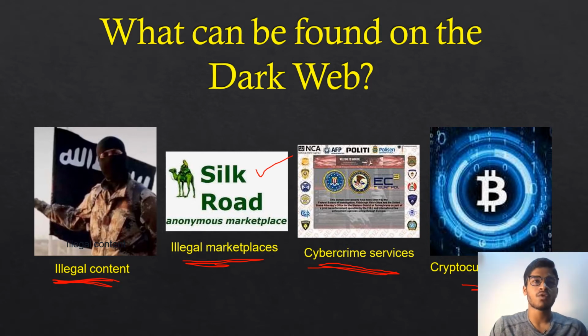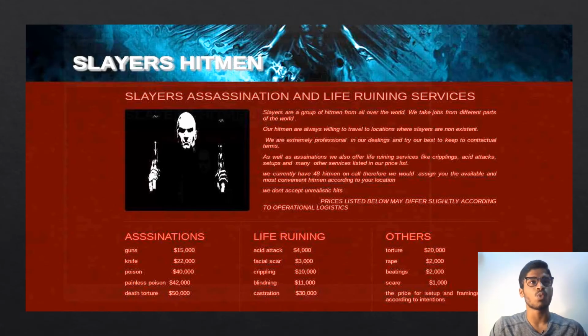So these four are the main things, and there is one more thing, like the Slayer's Hitman. So what's this Slayer's Hitman? You can just hire any hitman there, and just see the assassinations, life ruining, and others. They have put it up like it's an Amazon kind of thing, like guns 15,000, knife 22,000. You will just have to upload a person's image, and they'll kill them or do something as you say.